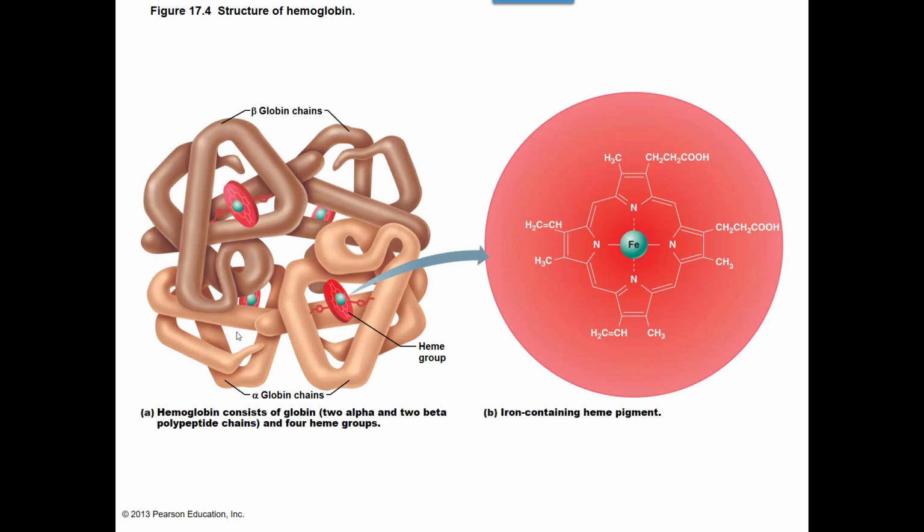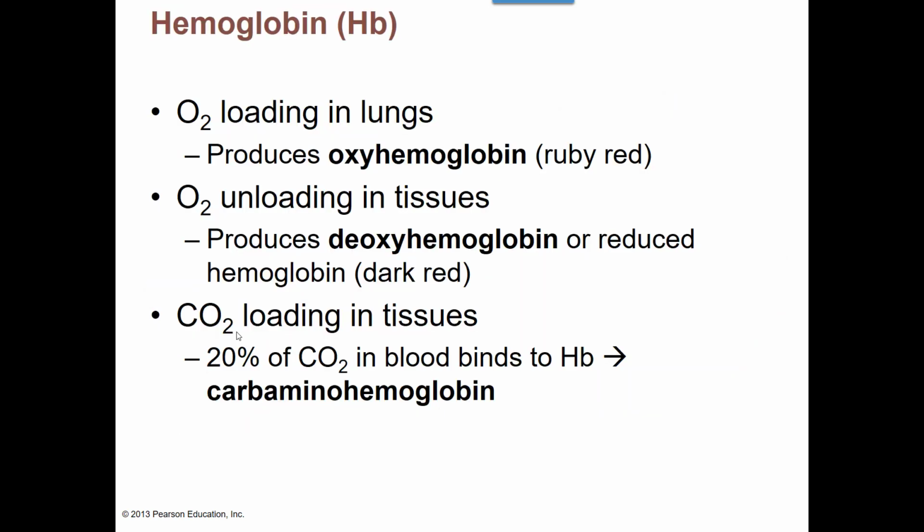Very efficient cell. Now, since it's carrying gases, it's not only carrying oxygen, it can carry carbon dioxide as well. It's constantly picking up oxygen, it's constantly unloading oxygen. So it's picking up oxygen in the lungs, and when it picks up oxygen, it produces what we call oxyhemoglobin. It just means hemoglobin that's picked up lots and lots of oxygen. It forms that nice bright ruby red color when oxygen binds to the iron.